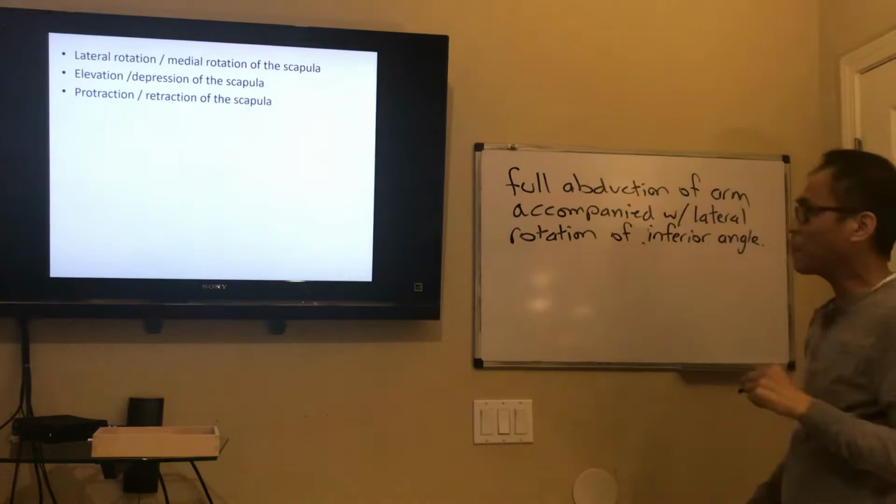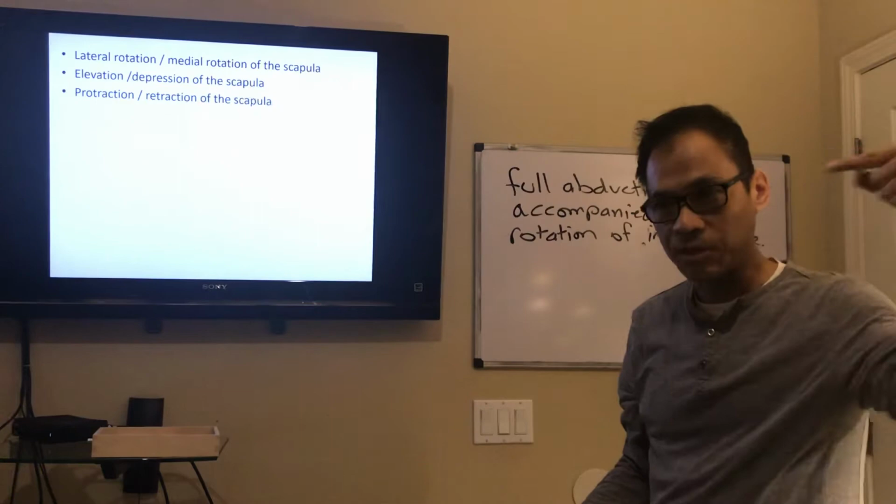So there's different ways you could say that. Sometimes books say lateral rotation of the inferior angle. They say superior rotation of the glenoid. And there's different ways you can say it. That's usually how I say it.